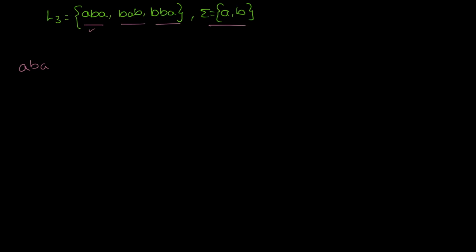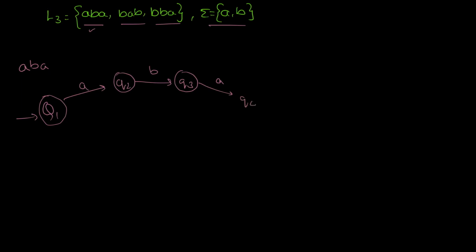So from the initial state, let's say Q1 is our initial state. On seeing symbol A, we go to Q2. On seeing symbol B, we go to Q3. On seeing symbol A again, we go to Q4, which is our final state, because we need to accept this string. Now consider the second string BAB.